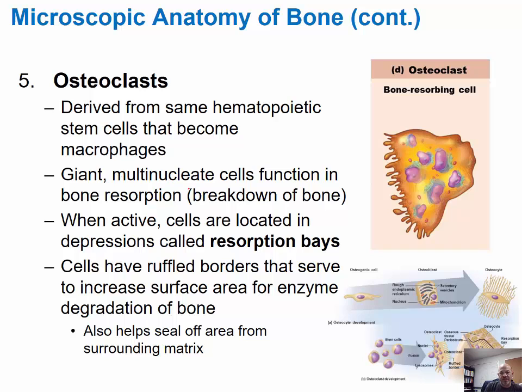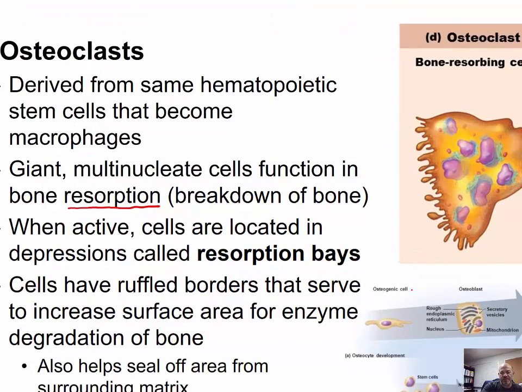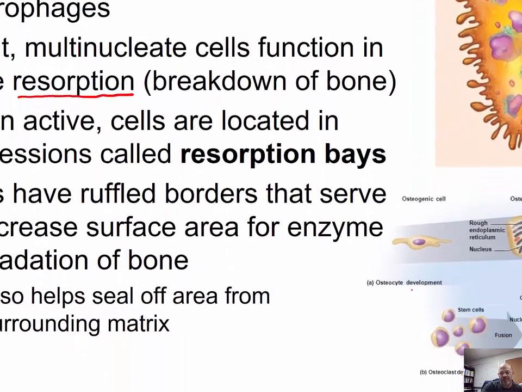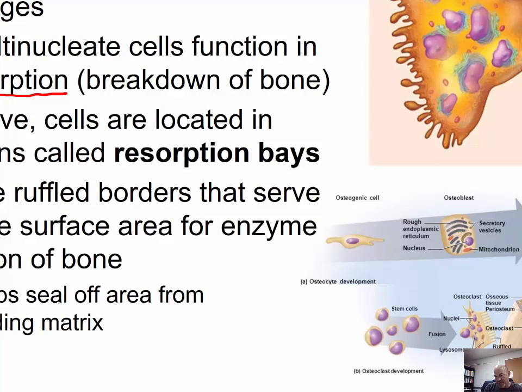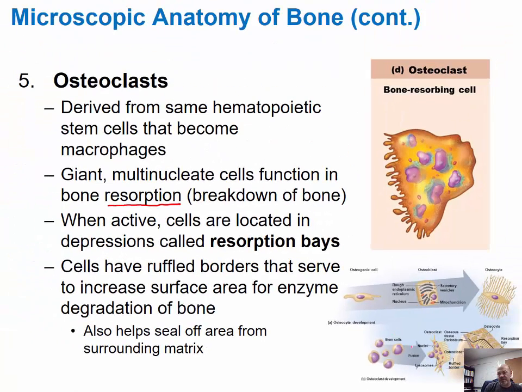They are giant multinuclear cells, and they function in what's called the breakdown of the bone, what's called resorption. Okay? And when active, the cells are located in depressions called resorption bays. And so in the diagram that I put on this slide here, you can see on the bottom right there's your resorption bay right in this area, and there is one of the osteoclasts in that bay where it is breaking down bone tissue. So that's right down there in this area. There's your resorption bay with the osteoclast inside.